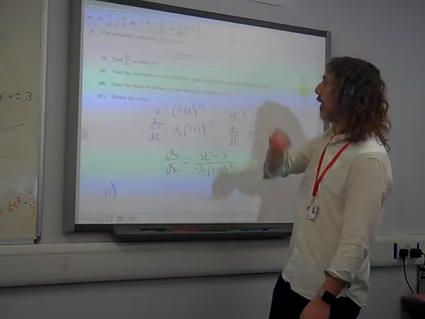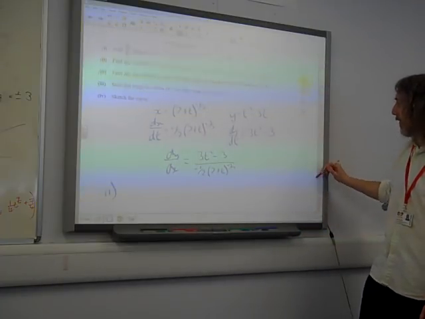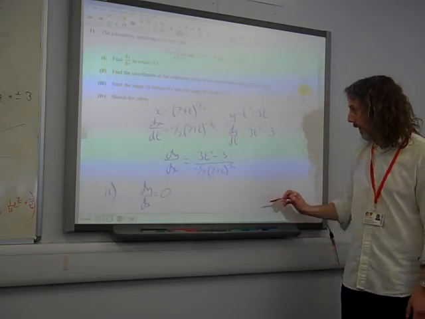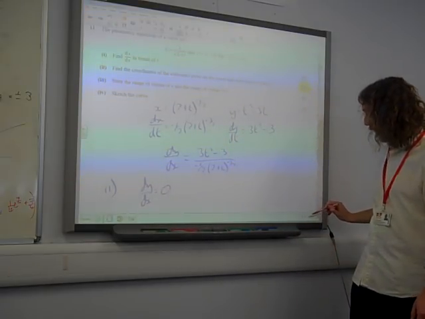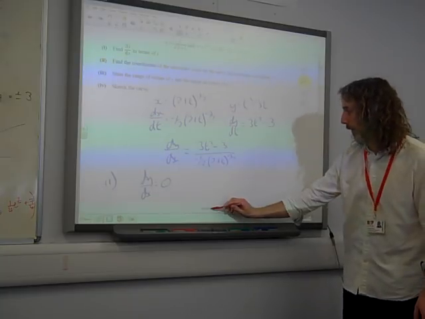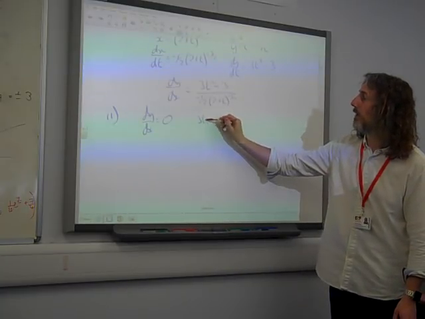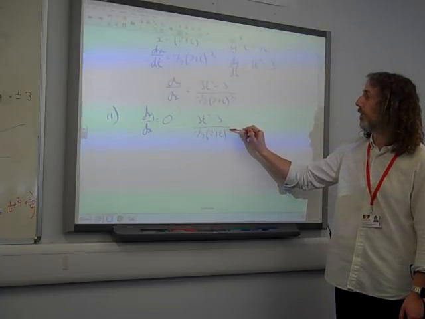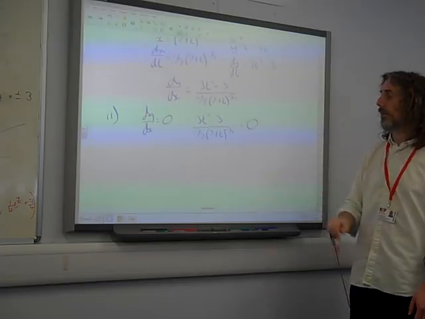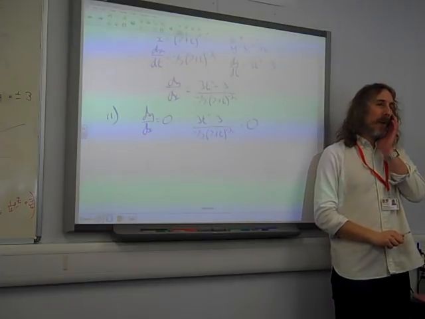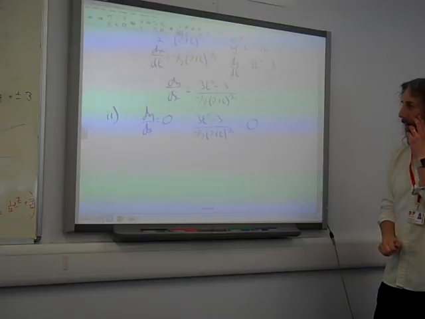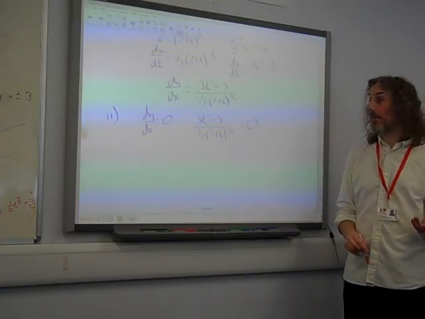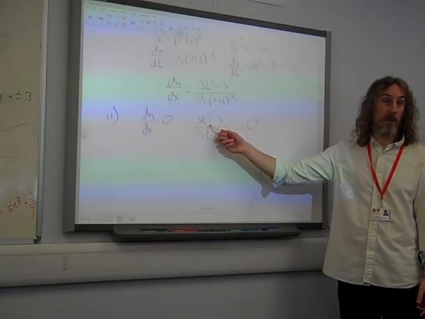Right, part 2 then. What we need to do first, at a stationary point, dy by dx equals 0. If dy by dx equals 0, that leaves us with 3t squared minus 3 over minus a half, 2 plus t to the minus 3 over 2 being equal to 0. Now, actually there's a couple of ways of approaching this. There's a couple of things that could happen. This could be 0. It's tempting just to say this could be 0 if the top line is 0.